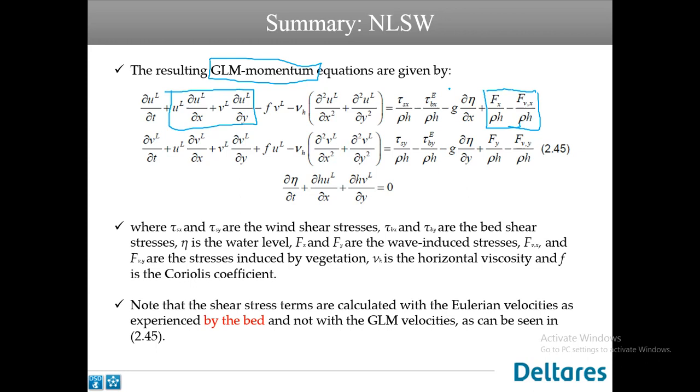And of course dia punya water level gradient, and also dia punya friction, shear stress. Okay. So kat sini dia bagi tahu dah. I think it's sigma, the wind shear stresses, and then ada bed shear stresses, and then dia punya eta is the water level, Fx the wave induced stresses, and then stresses induced by vegetation, horizontal viscosity, Coriolis coefficient. Okay. So Coriolis coefficient pun dia consider juga dalam ni, walaupun sebenarnya tak lah main peranan besar, tapi it's just a small coefficient included. Okay.